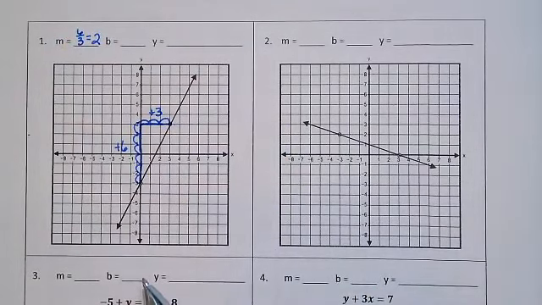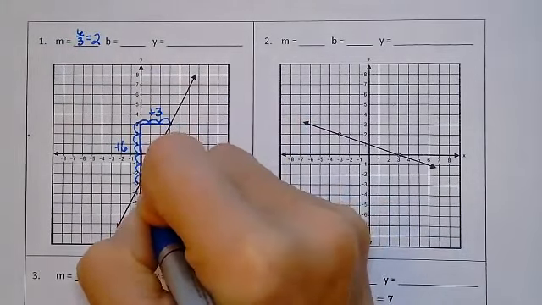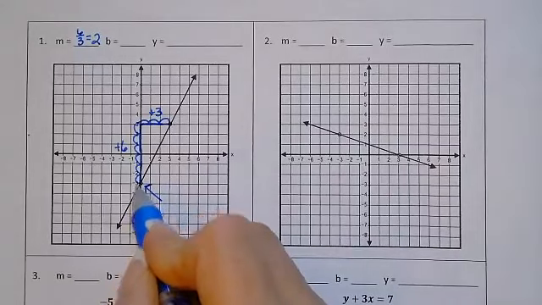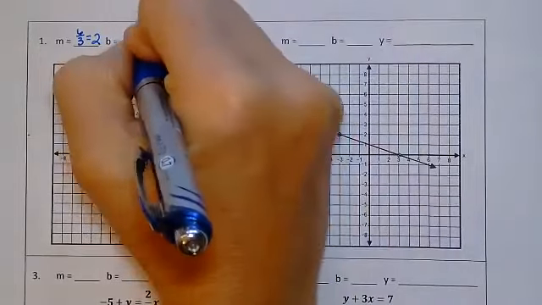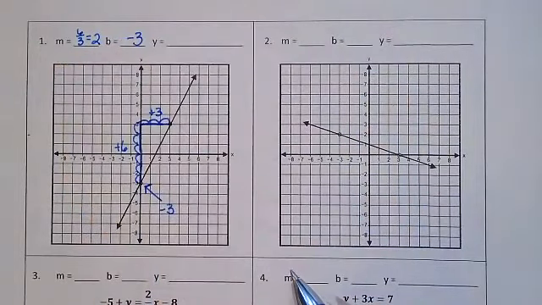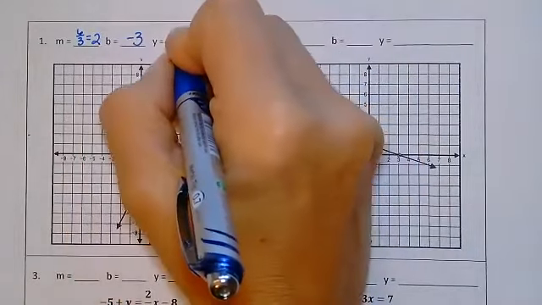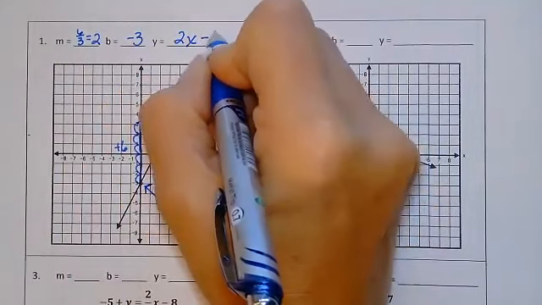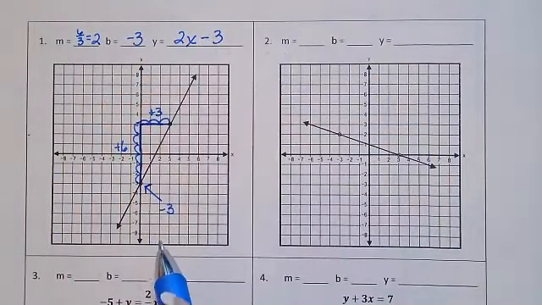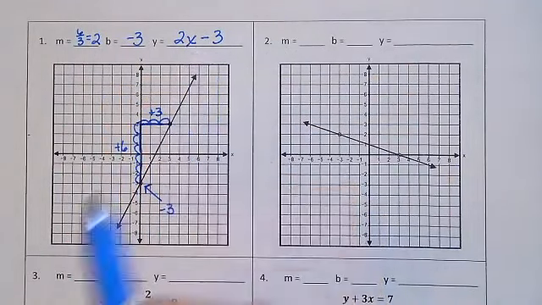All right, now we need to find the y-intercept. That is where it crosses the y-axis, which is right here. So that means that our y-intercept is -3. Okay, let's write that in slope-intercept form. Y equals m, well, m is 2, x, and then our b is -3. So this is the graph that represents the equation, or the equation that represents the graph.